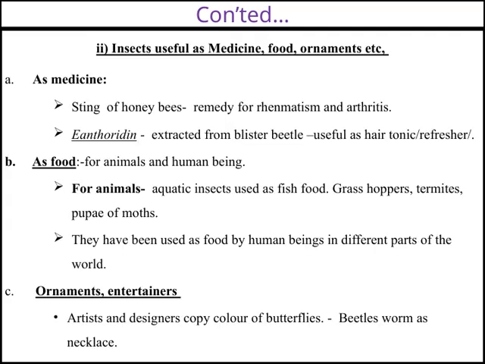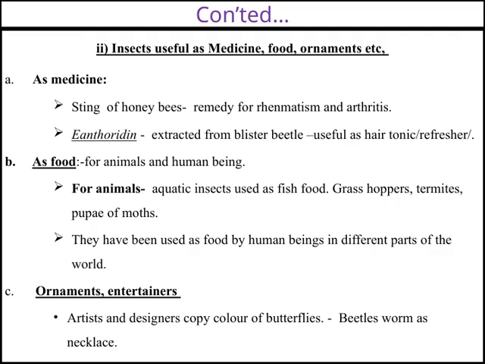Now, let's talk about how insects are useful in various ways beyond their natural roles. First, as medicine, insects have some fascinating applications. For example, the sting of honey bees is actually used as a remedy for conditions like rheumatism and arthritis. It might sound surprising, but their sting contains compounds that can help alleviate pain and inflammation. Another example is cantharidin, which is extracted from blister beetles. This compound is used as a hair tonic or refresher, showcasing how insect-derived substances can have medicinal value.